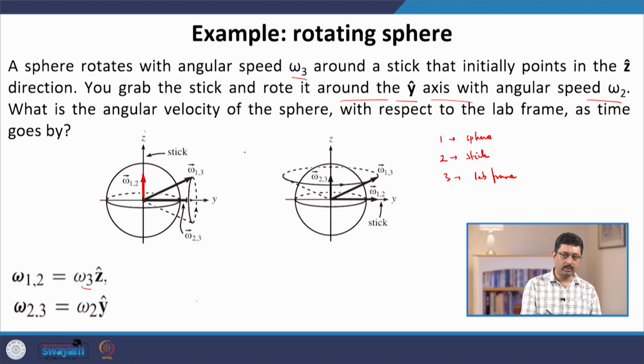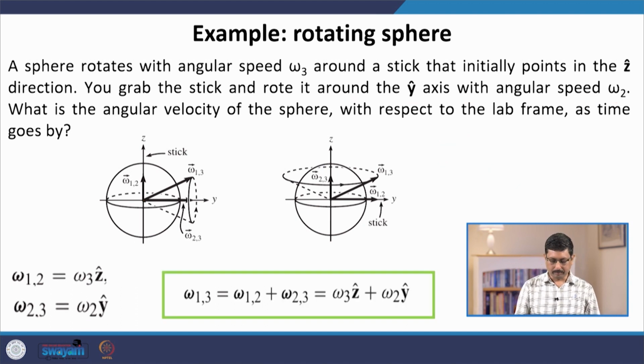So, let us say this is the z axis and this is the y axis. You are starting to rotate this stick about this direction by hand, and the sphere is moving around the stick in this direction. So, the angular velocity of the stick with respect to the lab frame is omega 2 y hat. Then by what we learned so far about the addition rule of vectors, the relative velocity.